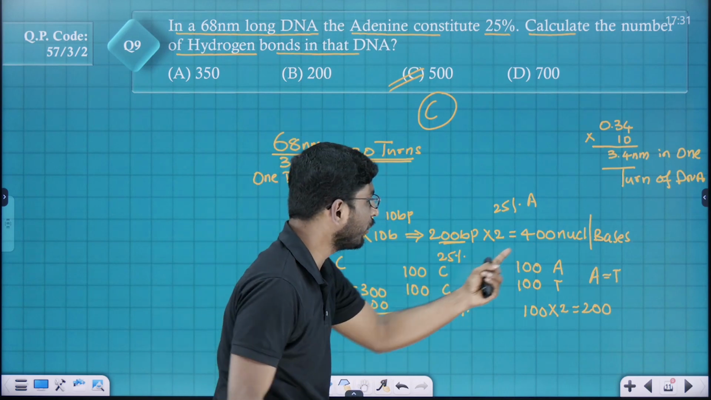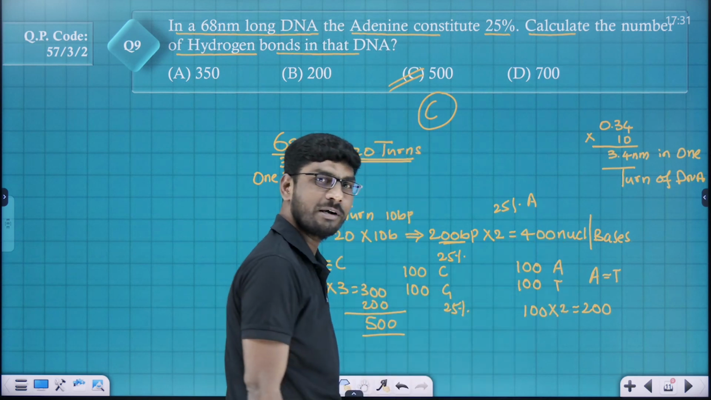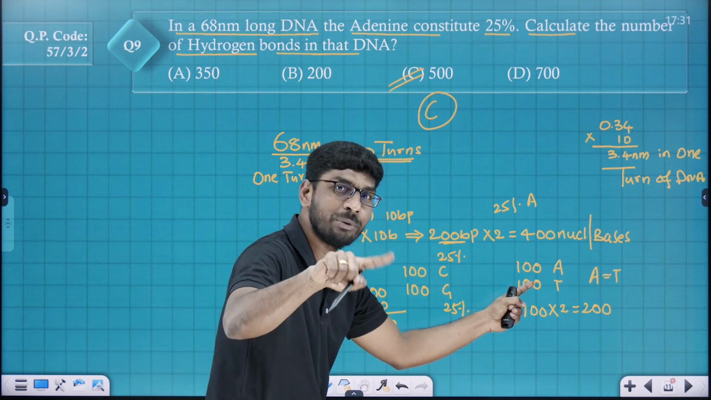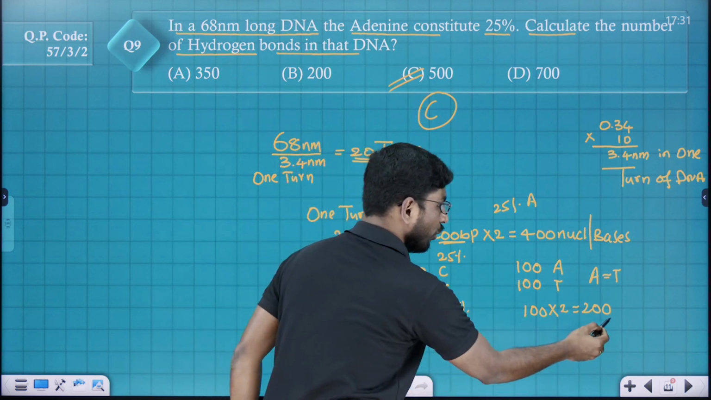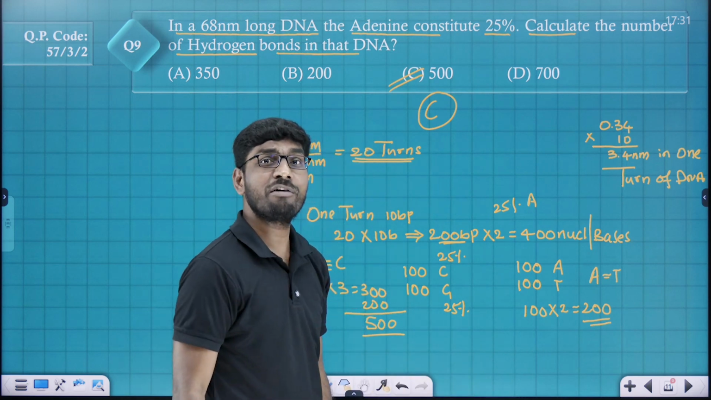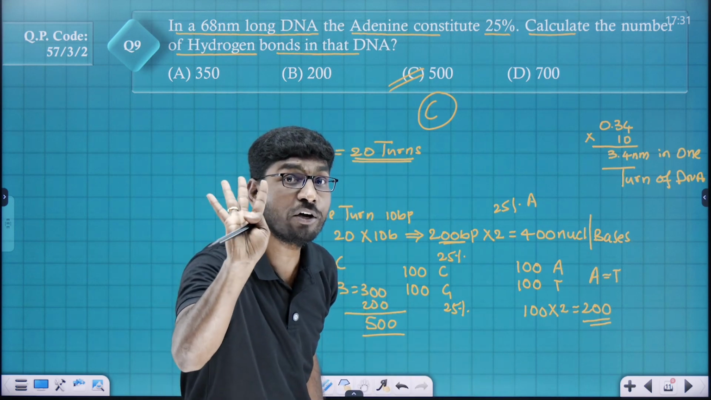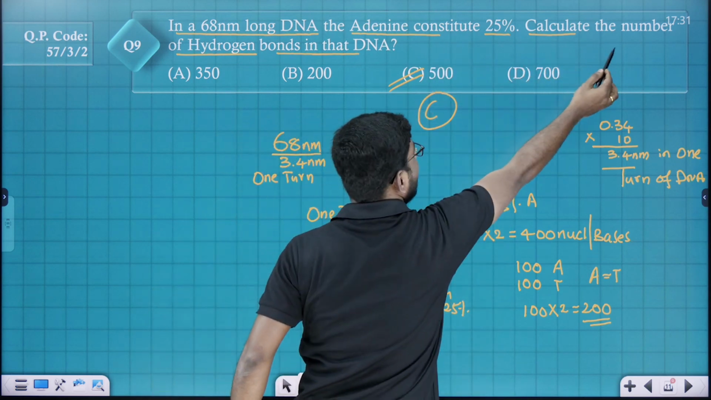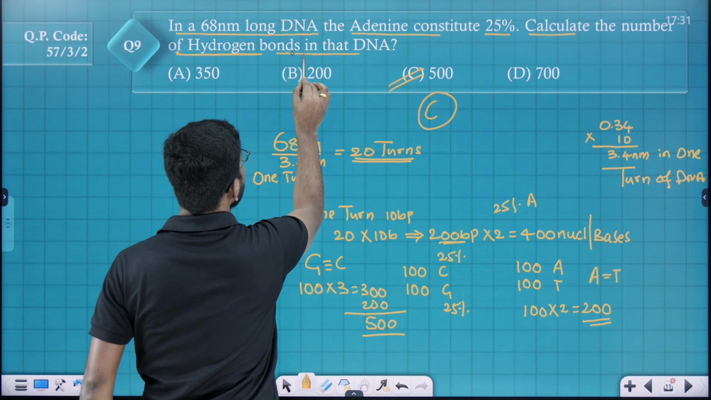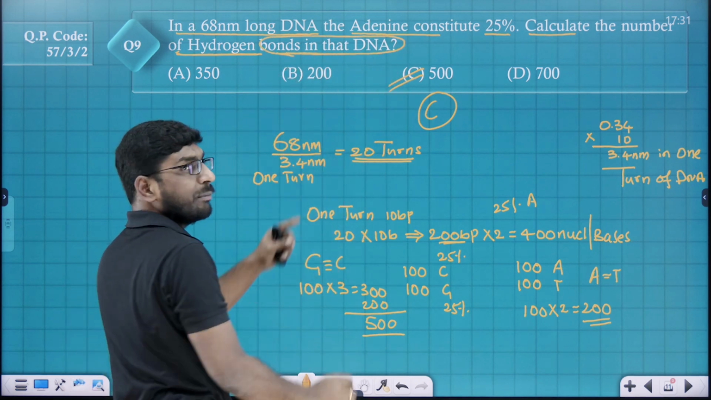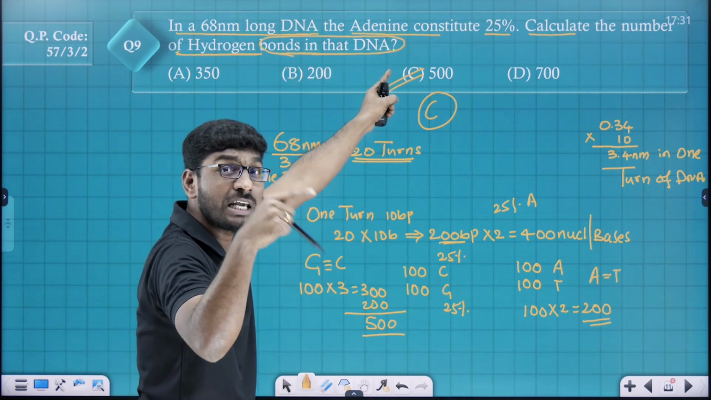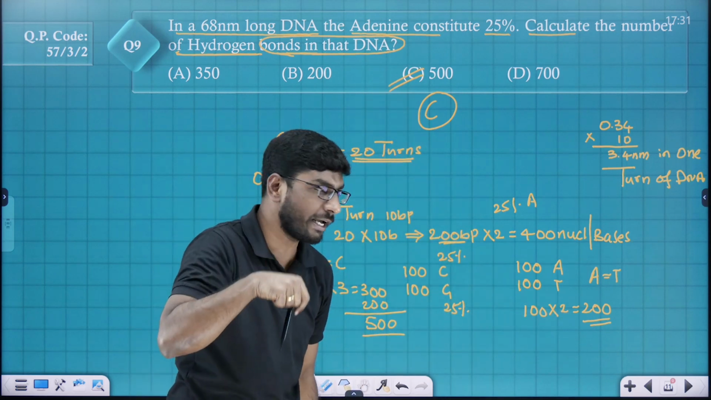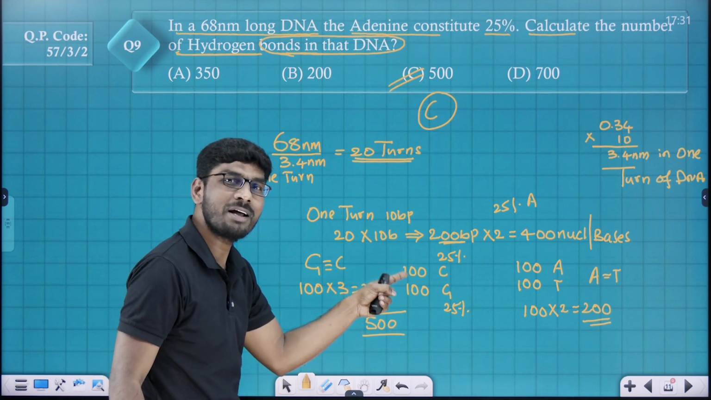Now we solve easily: 25% adenine in 400 nucleotides means 100 will come. We know A equals T, so A is 100 and T is also 100. Between A and T, double hydrogen bonds are there, so we got the hydrogen bonds between A and T only. C and G are also left. Read the question: they are asking for the total number of hydrogen bonds in the DNA. Just now we got A and T only. C and G are also there. So how many C? 25%, that means 100.